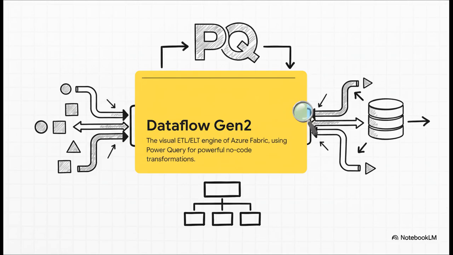Well, think of Dataflow Gen2 as the central hub for moving and shaping all of your data inside Fabric. It handles both of the big approaches, ETL, extract, transform, load, and ELT, where you load first and then transform. The best part? It's all visual. It's built on the Power Query engine, which a lot of people already know and love, and it lets you build these really complex data workflows without writing a single line of code.